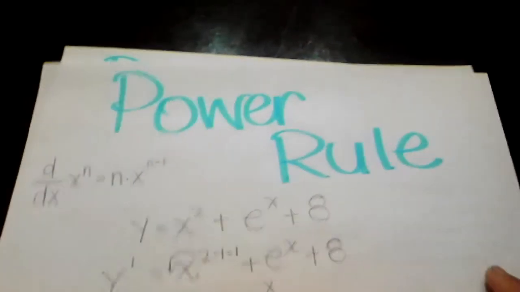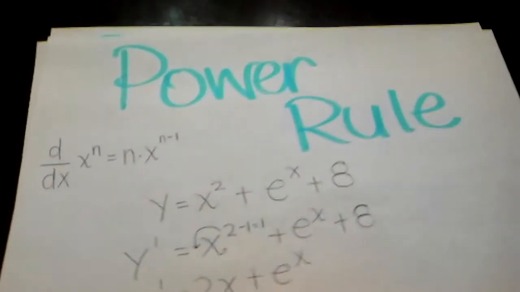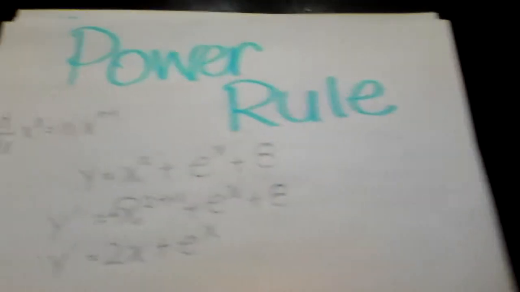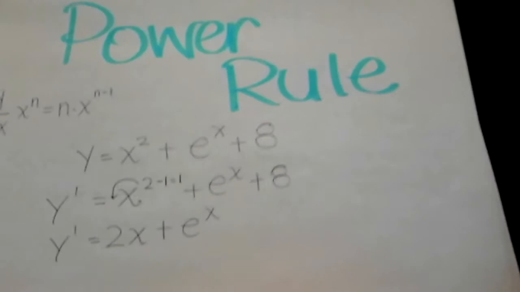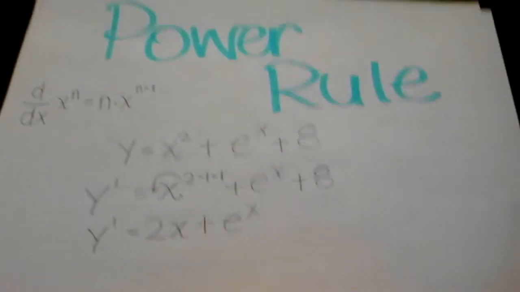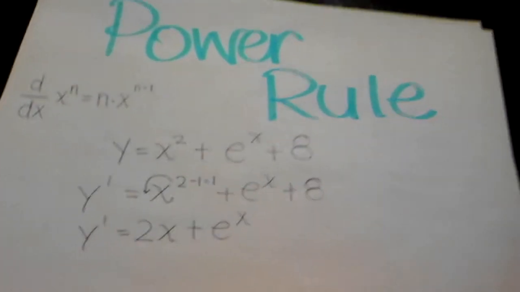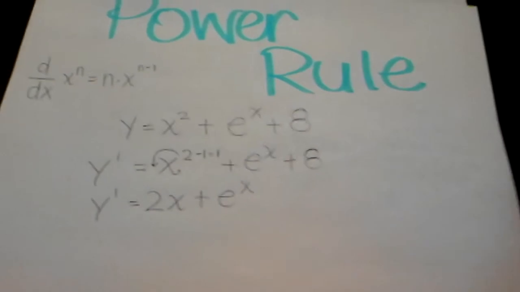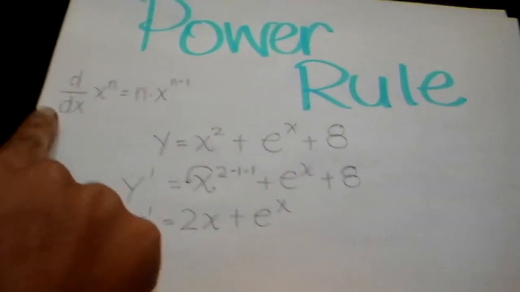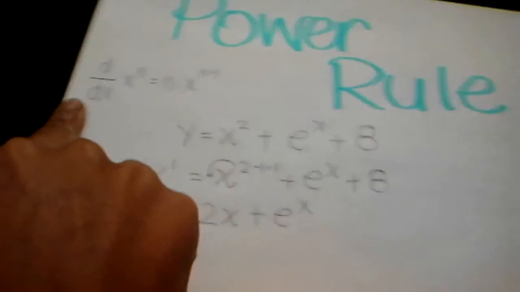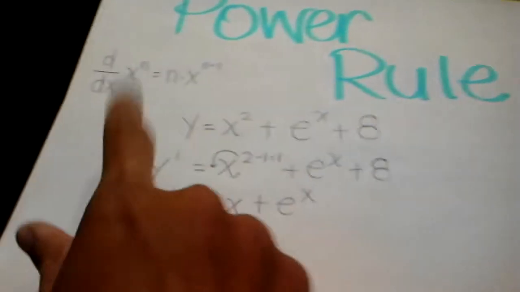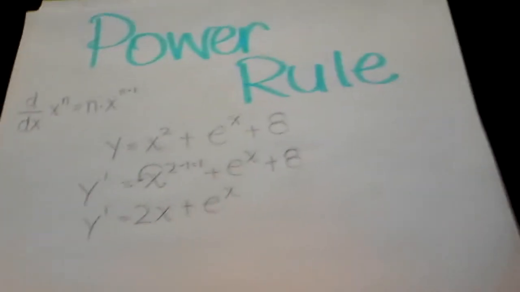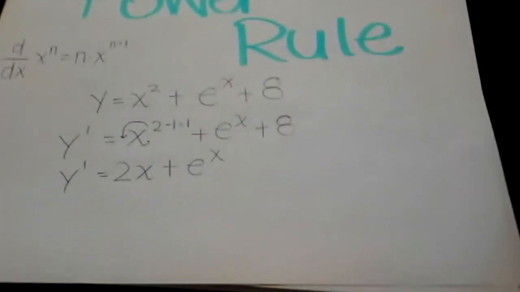The first rule, there are three different rules: the power rule, the product rule, and the quotient rule. The first rule I'm going to start off with would be the power rule. The power rule means if n is a real number, then the derivative of x to the n equals n times x to the n minus 1.